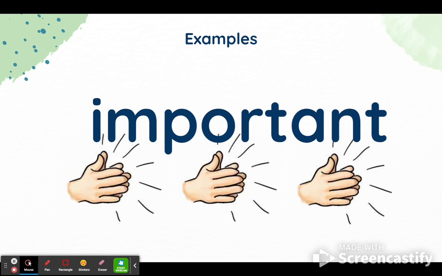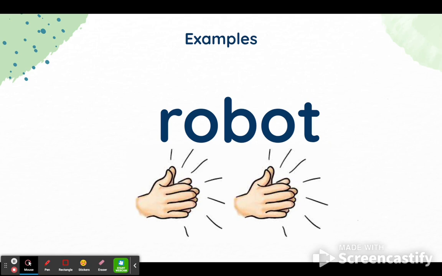For example, with this word, we would clap it as im, por, tant. Students would be able to recognize the mixture of closed syllables, R-controlled vowels, as well as glued sounds, and be able to blend those syllables together to create one word.